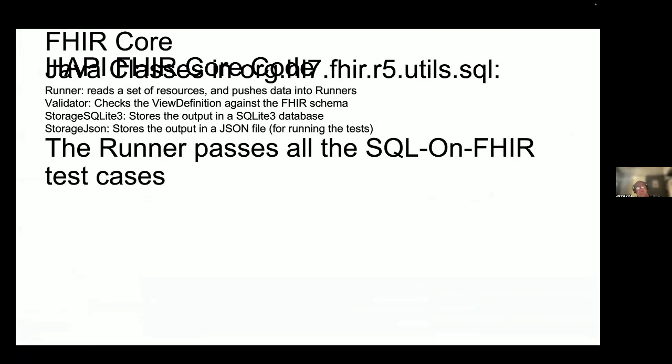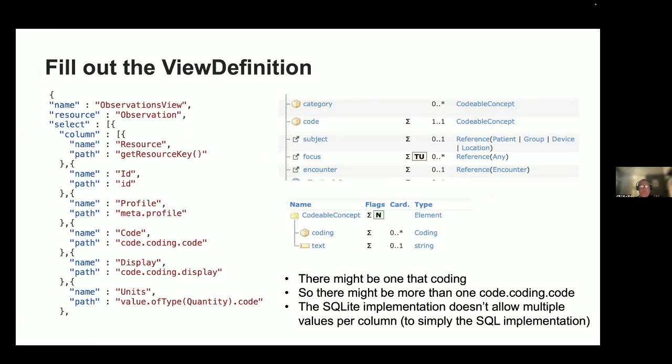The runner reads a set of resources, which it takes as input, and pushes data into the storages. So this is a push-based model rather than a pull-based model like some of the others. It can check the view definition against the FHIR schema, which I just showed you it doing, and it can store in either SQLite or JSON. So all that code is there for everybody to use. It's fully configured with the view definition test cases and spec so far as I could tell, and every feature of FHIR is supported.